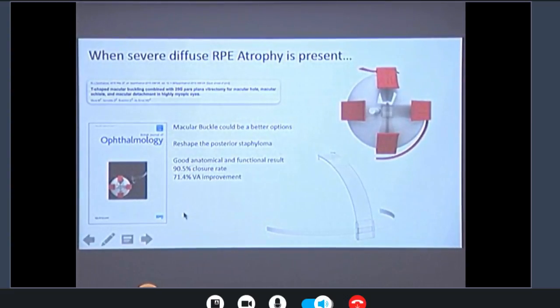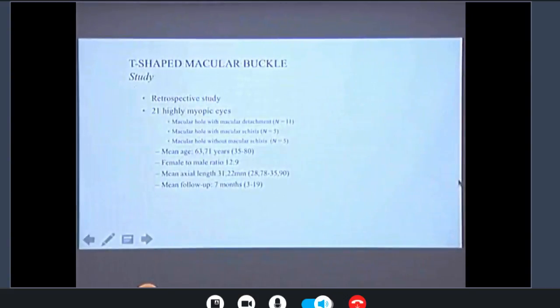In our study, a 90.5% closure rate and 71.4% visual acuity improvement. It was a retrospective study. We did 21 myopic eyes. These are the patient distribution. 11 were holes with macular detachment, holes with schisis and detachment, and 5 without macular schisis, only a simple macular hole in myopic patients with atrophy.